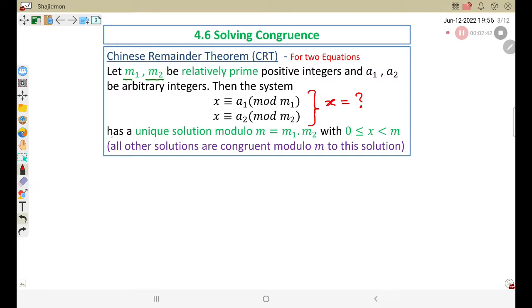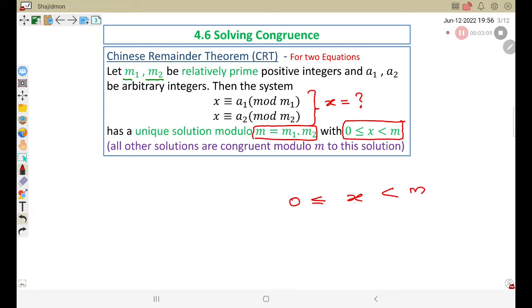The first solution only: x has a unique solution modulo m equal to m1 multiplied by m2, where 0 is less than or equal to x less than m. That means we are finding the solution in this interval, 0 less than or equal to the solution less than m. M means the modulus, m1 multiplied by m2. So below m and at least 0.